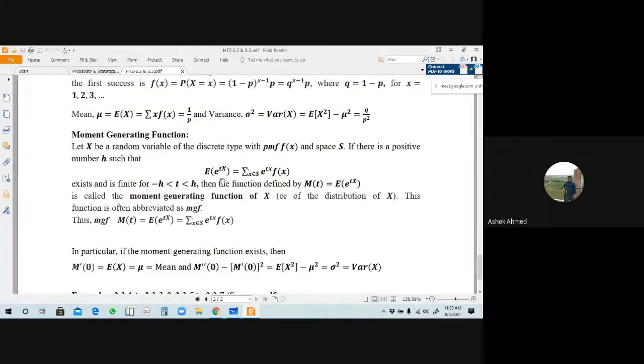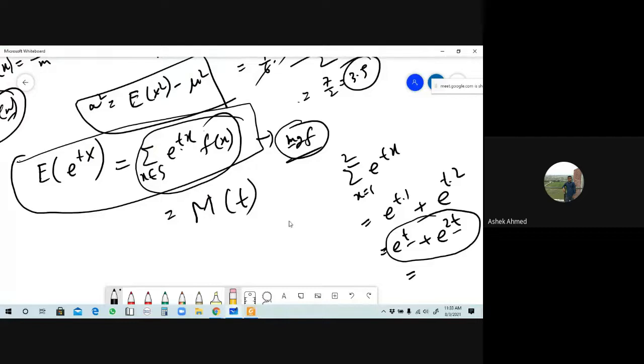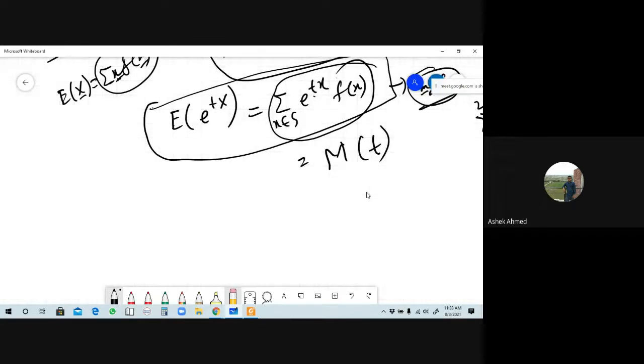The moment generating function, we denote it by m of t. This will be the expectation of e to the power tx, and this is summation of e to the power tx into f of x here. Now, in the previous case we have already discussed h was a positive number. So the absolute value of t is less than h.